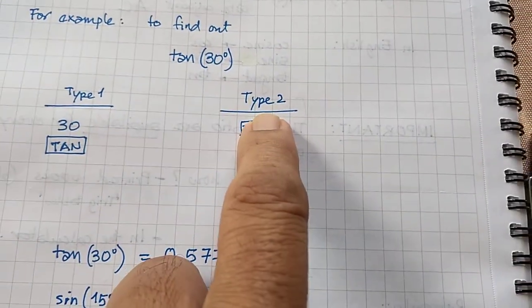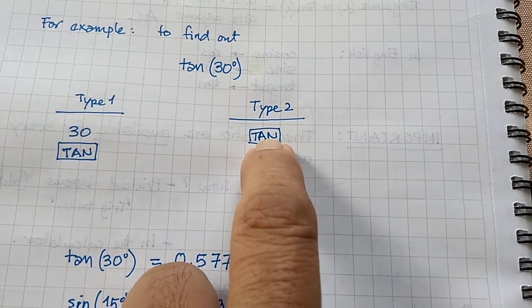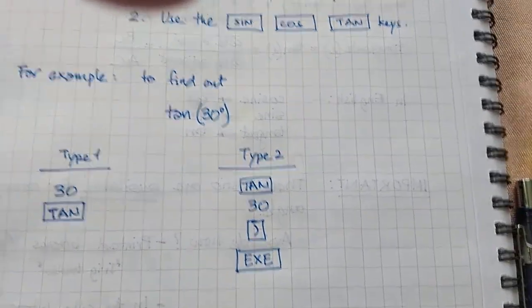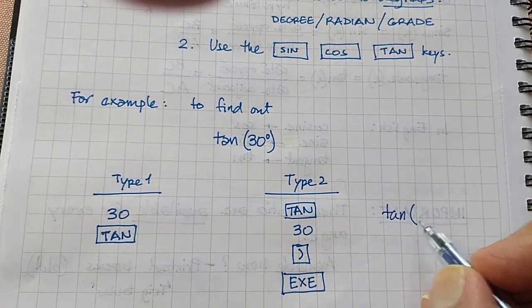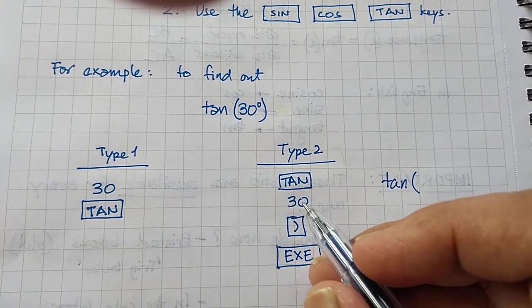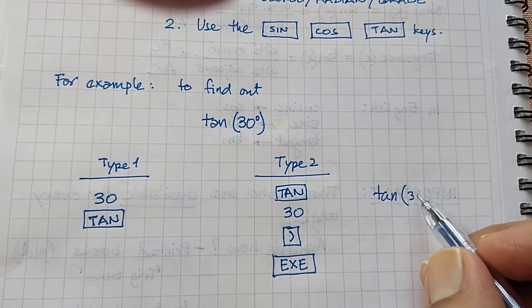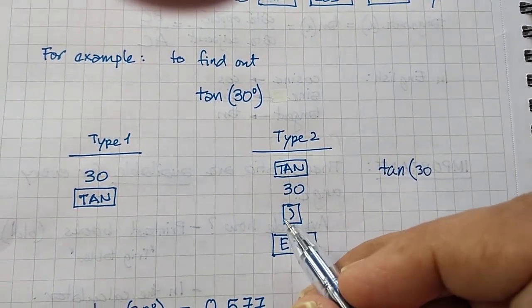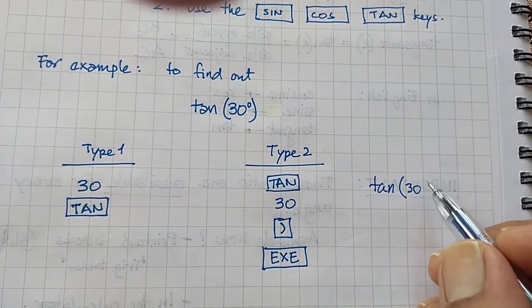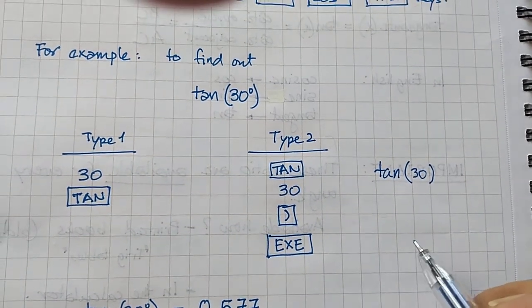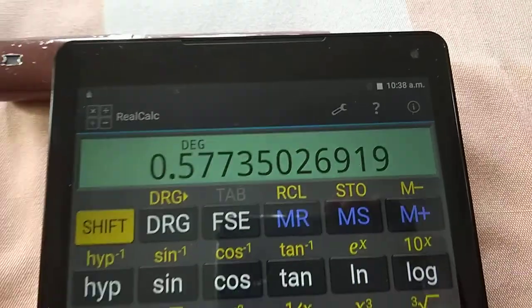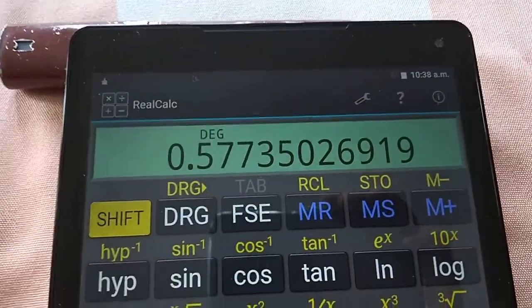In the other type of calculator, you start by pressing tan. It'll show tan on the display, and you'll open the brackets. Then you type 30, and the display will change. Then you press the key for the closing brackets. Then you press the execute key, and it'll show you the same answer that we have here on my calculator app.